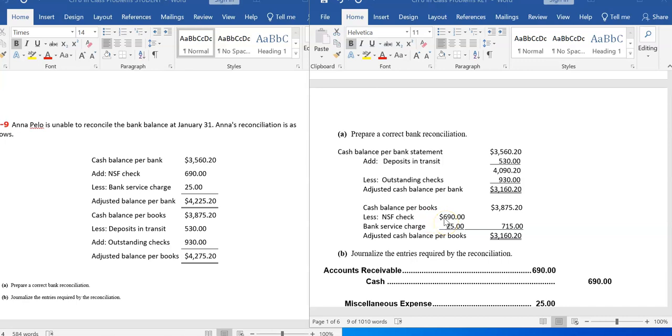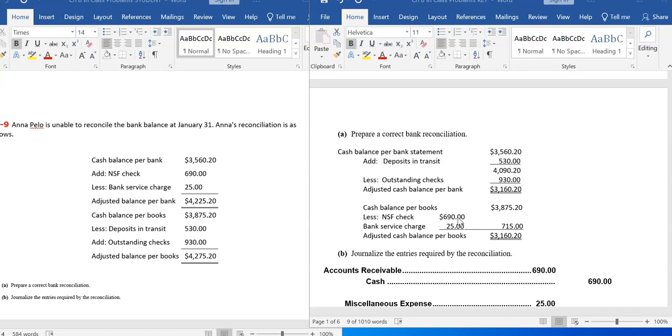Okay, when we received the check from the customer, we increased cash in the general ledger. When we went to get the money or the bank went to cash that check, the funds weren't there. So we need to subtract it out of the book balance to adjust for the fact that that cash really was not received.